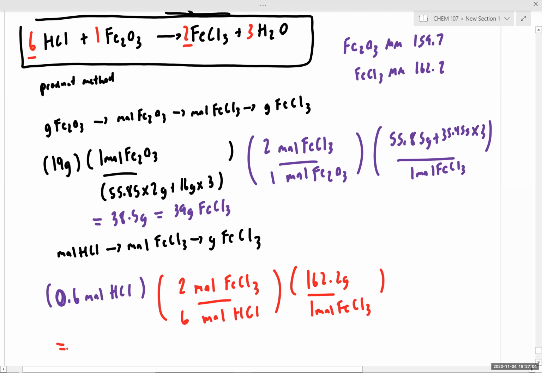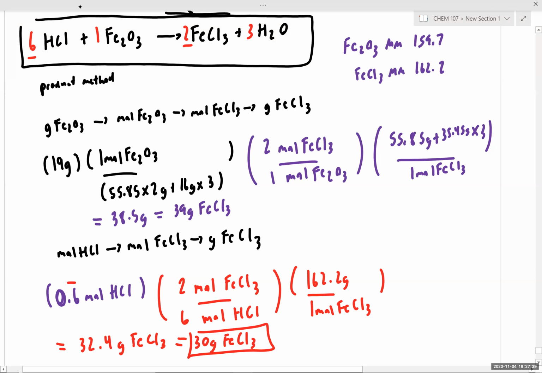So if we punch this into our calculator, we'll have 0.6 over 3 times 162.2. And that in turn gives us 32.4 grams of iron(III) chloride, that we round to 30 grams of iron(III) chloride because this input only has one significant figure. So the responses that I saw in the chat were exactly right.